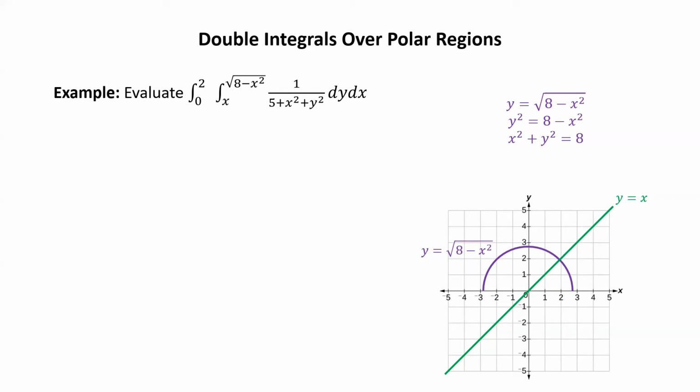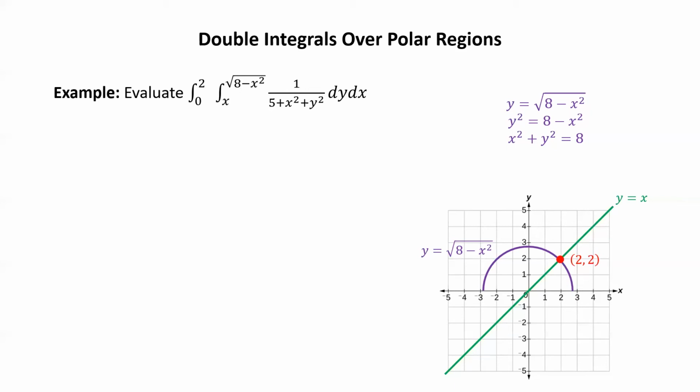So we draw here a semicircle, the upper half of a circle of radius root 8. So the radius is a little bit less than 3. Luckily, those two curves intersect at the point (2, 2).